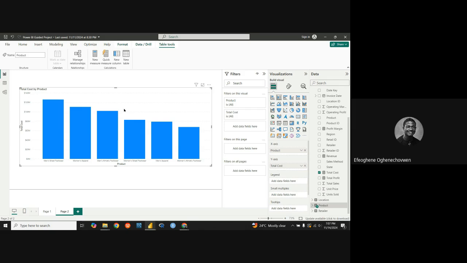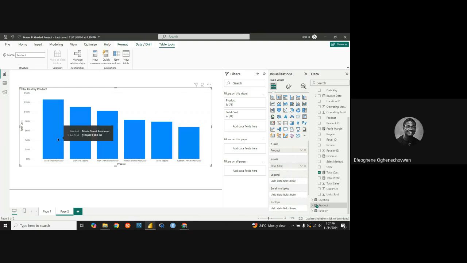So now, by mere looking at it, we can see how all of this contributes to our total cost. So that means we spent a lot of resources in the men's street footwear. That's the product that collected a lot of resources. And moving forward, we'll see how this impacts on our profits.